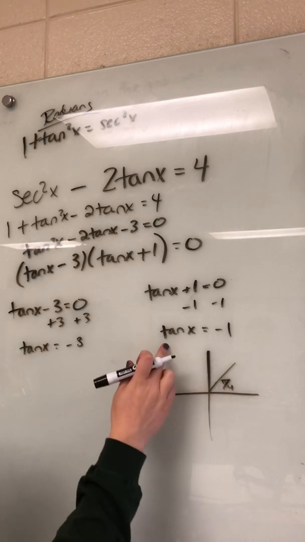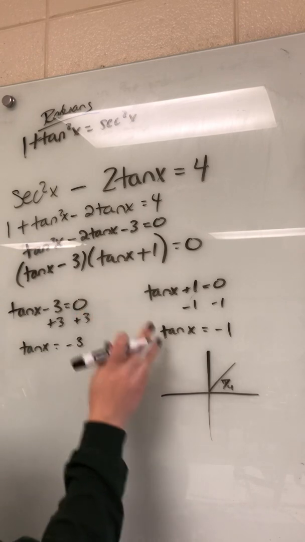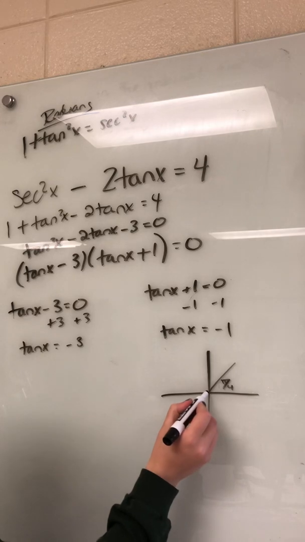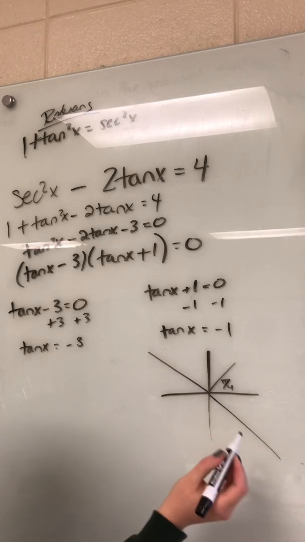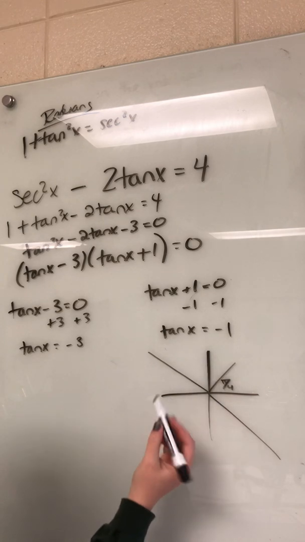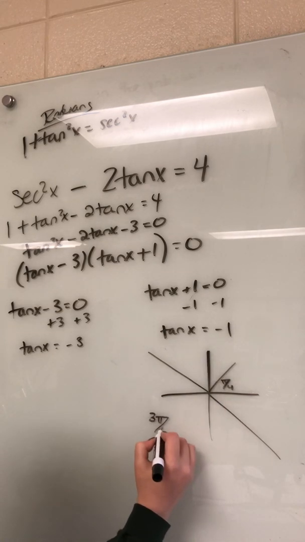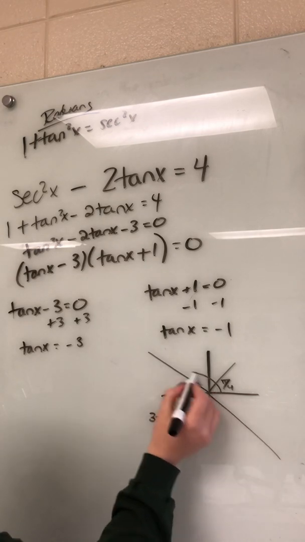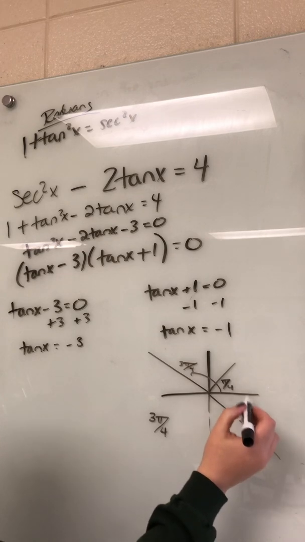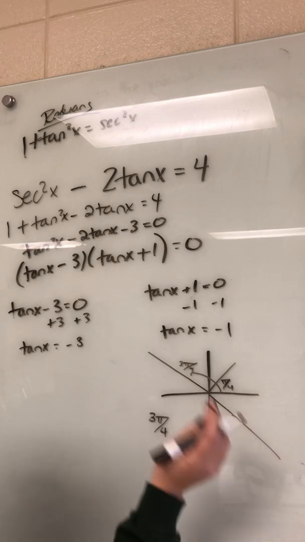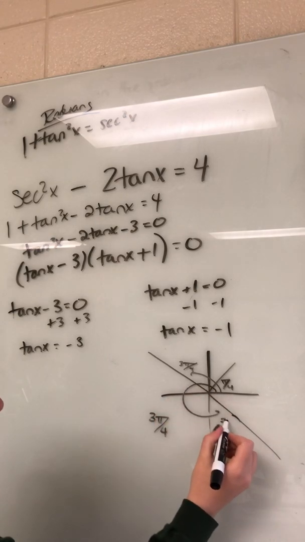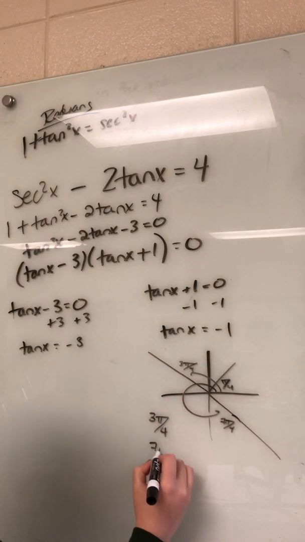So where is tangent negative? Well, remember, tangent is sine over cosine, so it's negative where one of those, but not both, is negative. So tangent is negative here and negative here. Remember, you think about it like fractions. This is 1/4, 2/4, this is 3/4. So this is 3 pi over 4. That's this angle. And then this one is going to be 2 pi minus pi over 4, or 8 pi over 4 minus 1 pi. So this angle is 7 pi over 4.